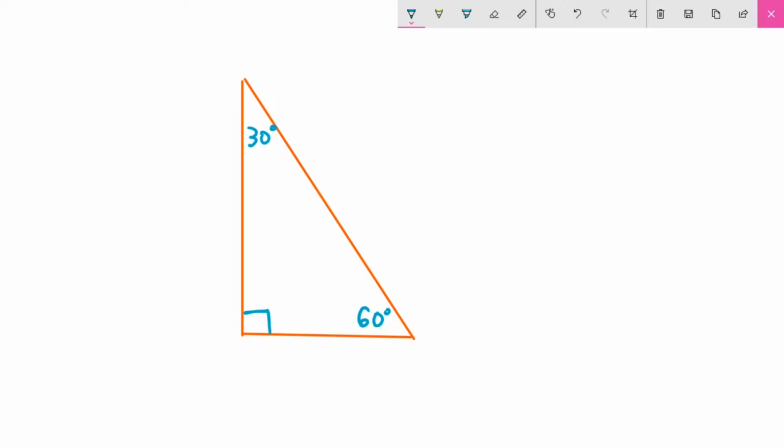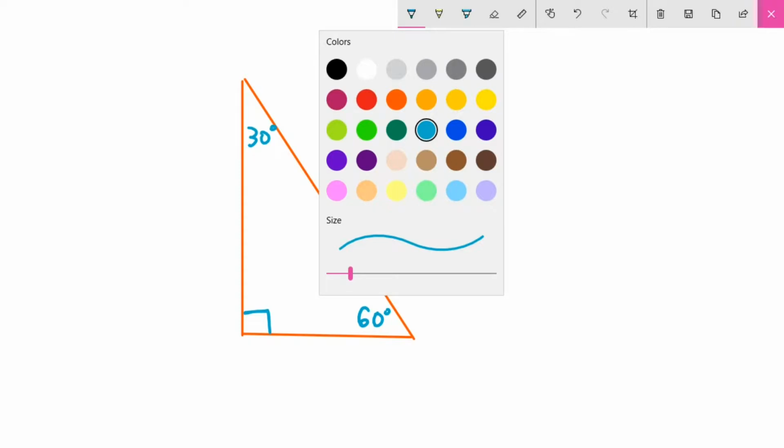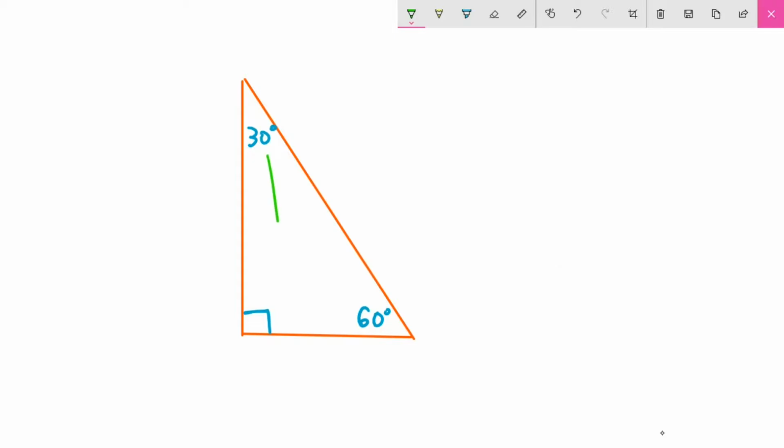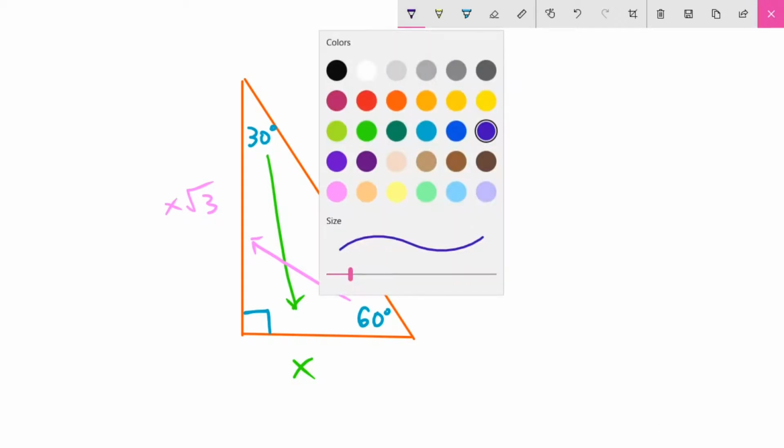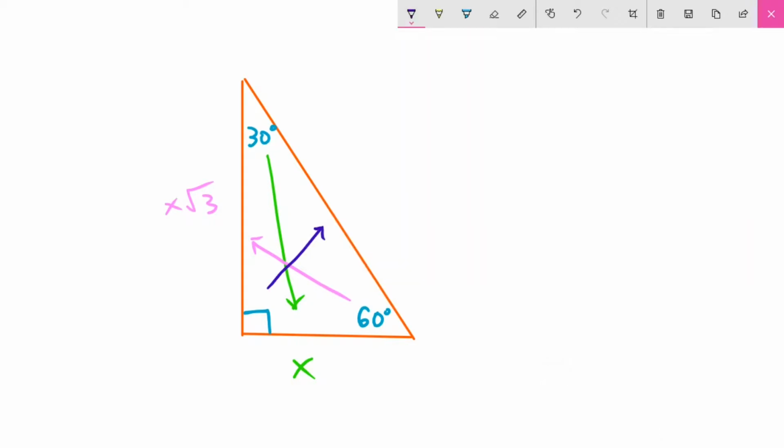Now each of the sides across from the angles has a special relationship with the others. The side across from the 30, let's say that has a length of x. Then the side across from the 60-degree angle has a length of x square roots of 3. And the side across from the right angle is just going to be 2x. Draw this in that little cloud that says illustration and description.